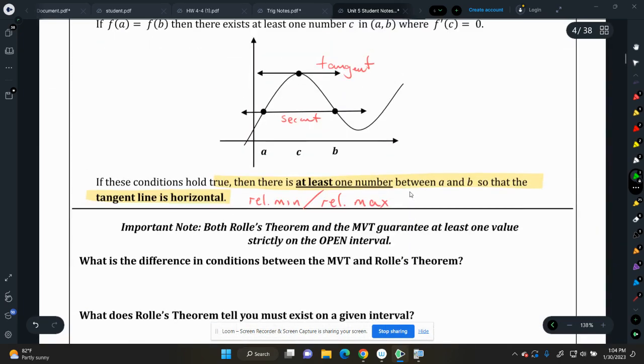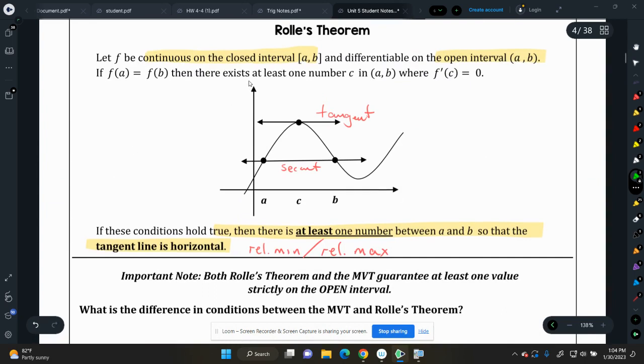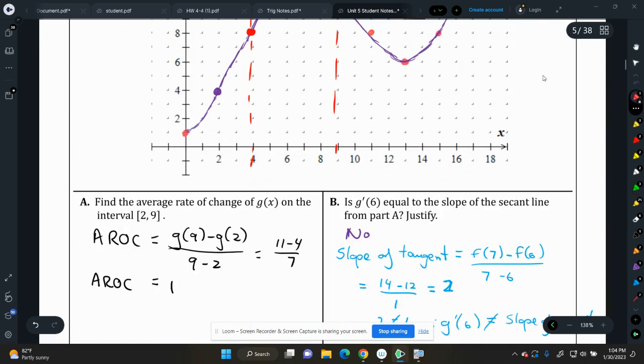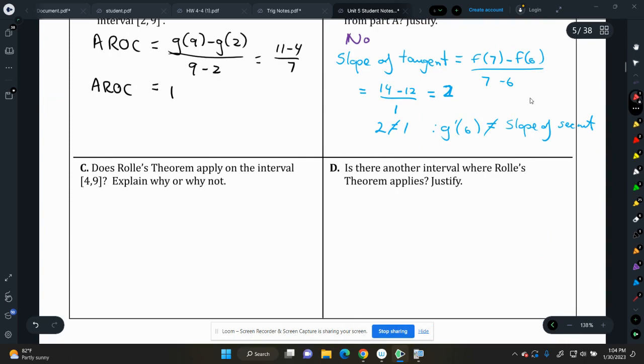Let's just double check our definition, right? Continuous on the closed interval AB. Okay, so it is continuous on 4 to 9. Differentiable on the open interval from A to B. Okay, it is. So let's apply the actual definition, right? It is continuous on 4 to 9. It is differentiable from 4 to 9.